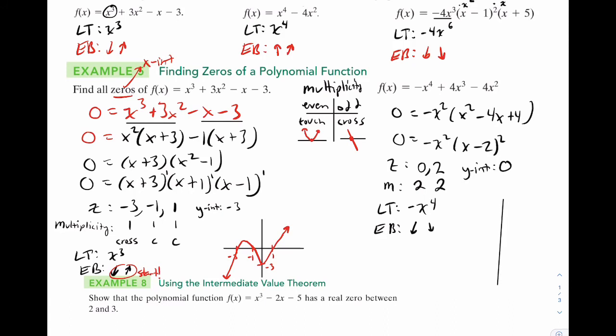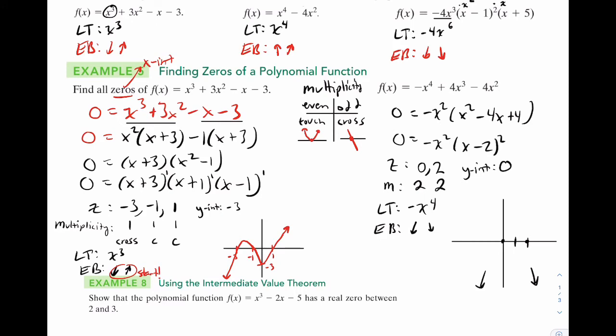So to sketch it, again, where do you start? End behavior. I'm going to put down, down. Let's mark the zeros, 0 and 2. And now we just put it together. Notice the y-intercept is also 0, so that's handy.